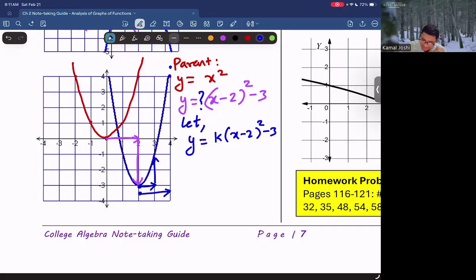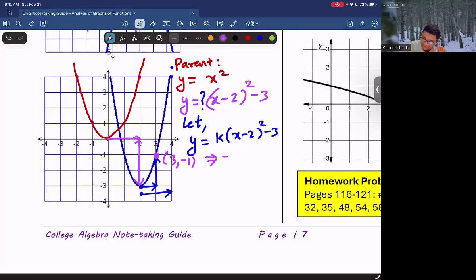Let me plug in here. Take any one point. You can take any point. That's the beauty of it. Okay. Take any one point on the graph. This is 3, minus 1, right? And that should satisfy the equation here.